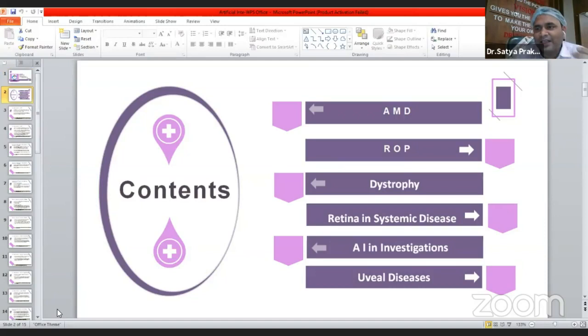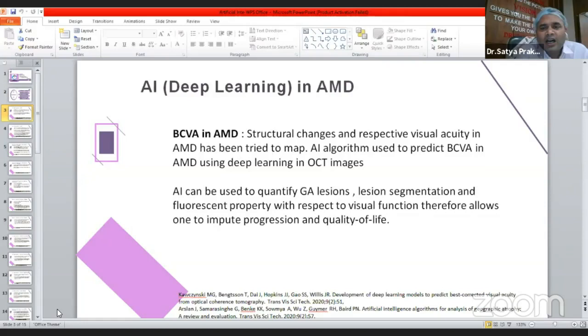like age-related macular degeneration, retinopathy of prematurity, hereditary macular dystrophies, and systemic diseases, retinal conditions, systemic diseases, and then investigations and uveal disorders. So coming to deep learning in AMD, one of the most important facts we see through deep learning in AMD is evaluation of best corrected visual acuity. Structural changes and respective visual acuity in AMD can be mapped. An AI algorithm is used to predict BCVA in AMD using deep learning techniques on advanced OCT images, SD OCT images.